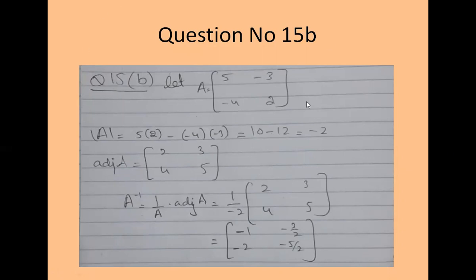Then I will find the adjoint of this matrix. In the adjoint, we change the position of these two and we change the signs of the other two. So you will have 2, 3, 4, and 5.